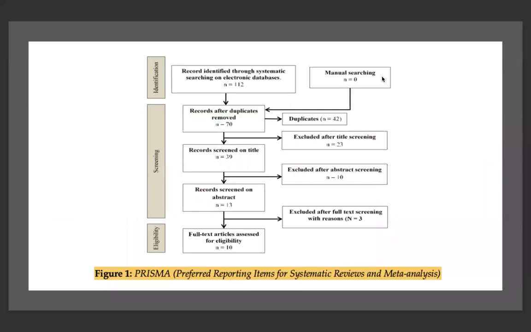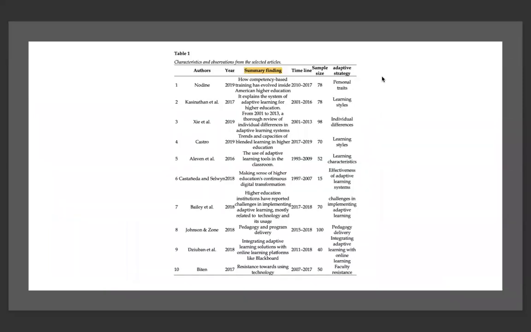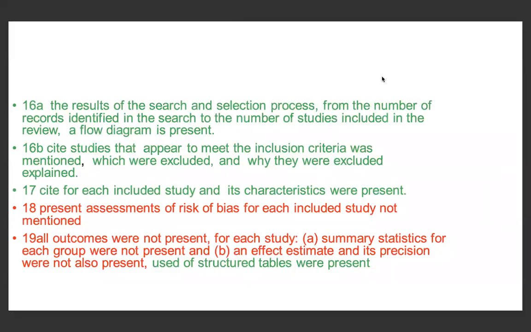This is a PRISMA table. This is a summary table of the included studies. The result of the search and selection process, from the number of records identified in the search to the number of studies included in the review, is presented in a flow diagram.